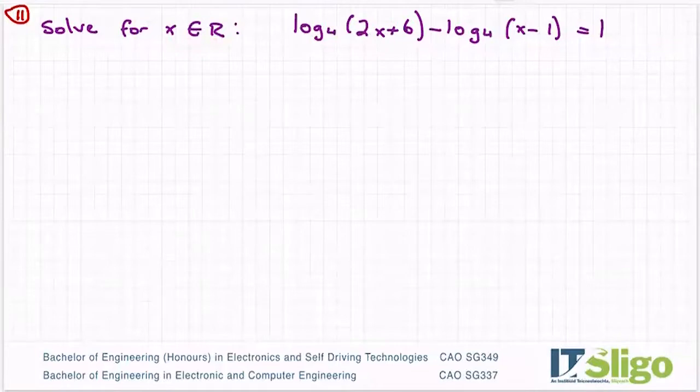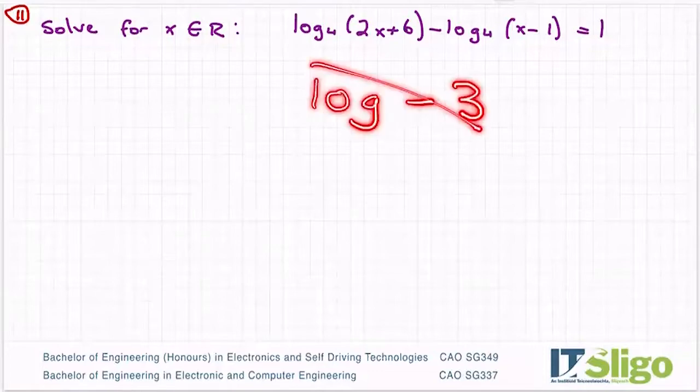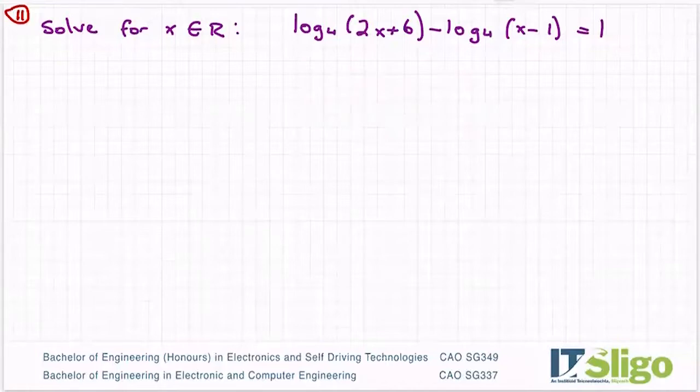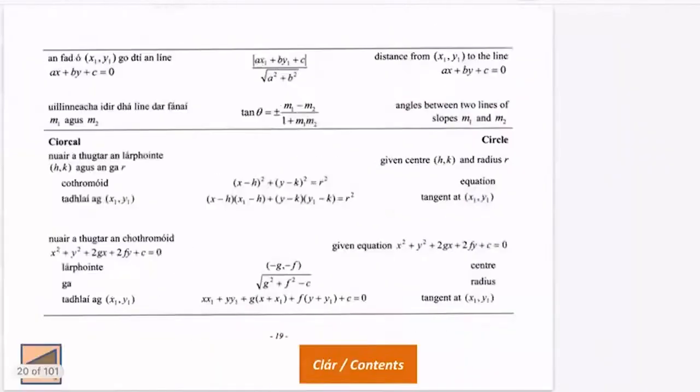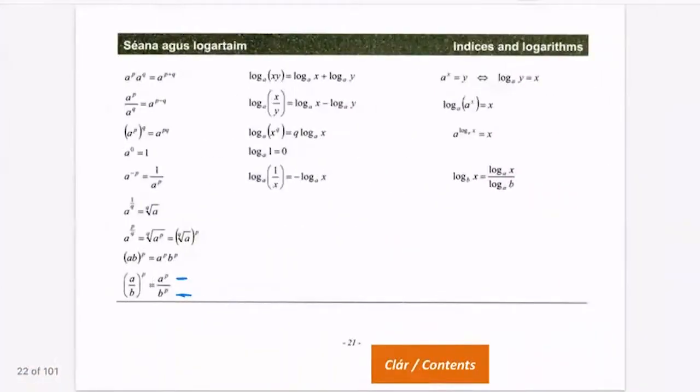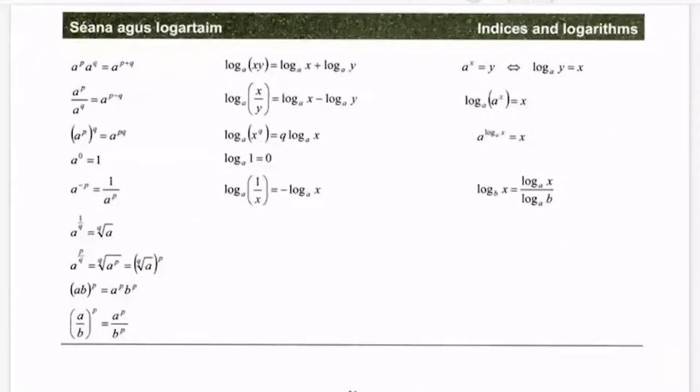Which means if you get a negative answer, we typically discard it because we never get the log of a negative number. It's undefined if you put it into the calculator. So how do we go about doing this one? Well, this is using the rules of logs, which are here. The rules of indices, the rules of logs.